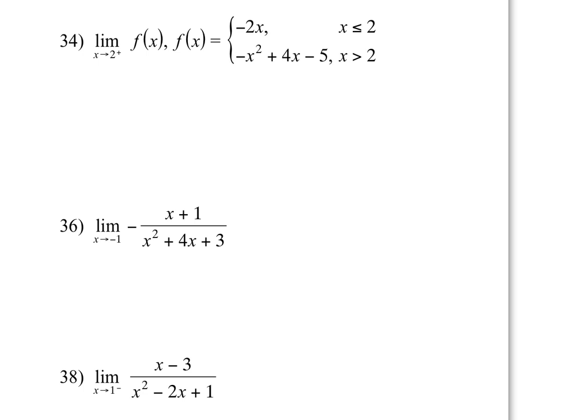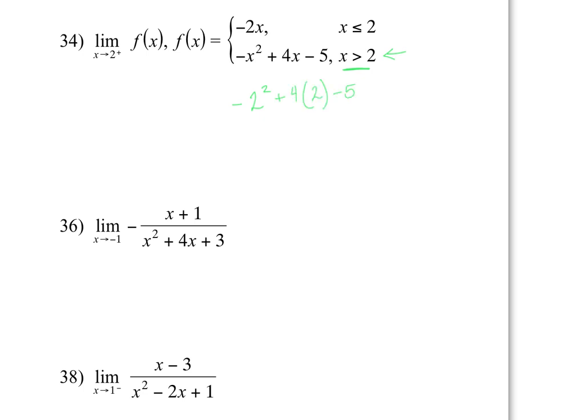So for 34, we have a piecewise function, one-sided limit. So this is 2. You'll notice 2 is where the piecewise function changes, and they want 2 from the right-hand side, which means bigger than 2. So I am going to first say, can I just plug it in to the side that it's talking about? If I can, that's what I'm going to do. So I'm going to take that +2, and even though it doesn't exist over here at +2 because it's not or equal to, I do know it's going to move towards that.